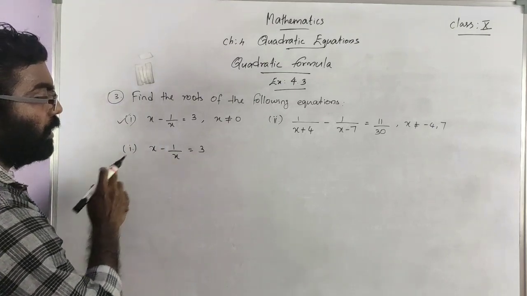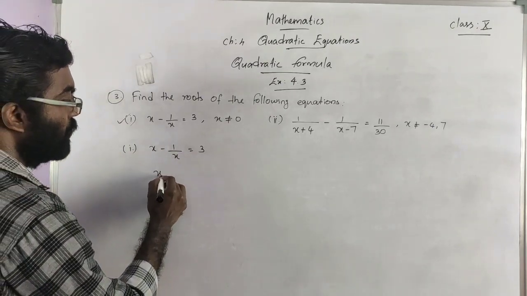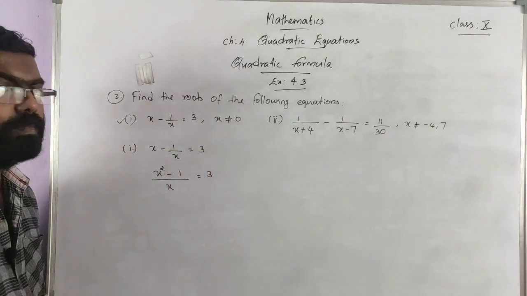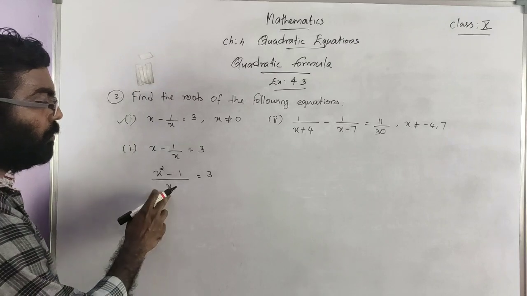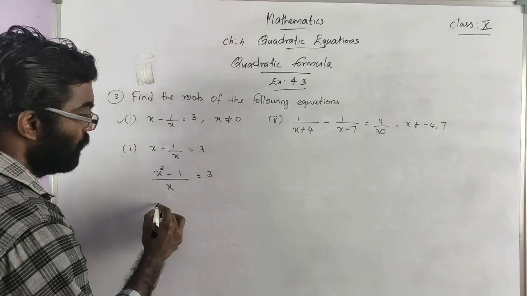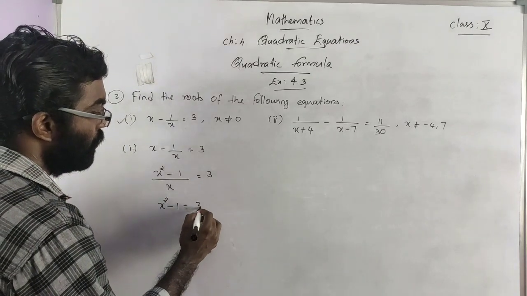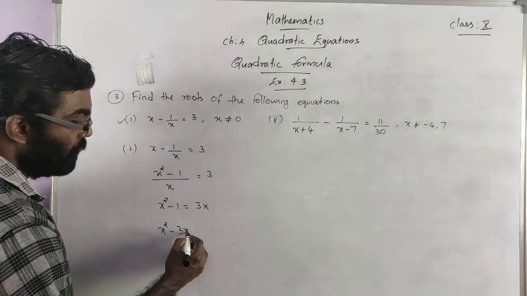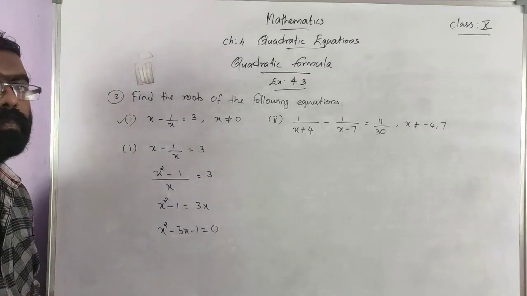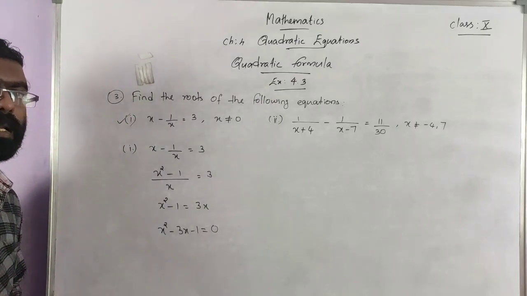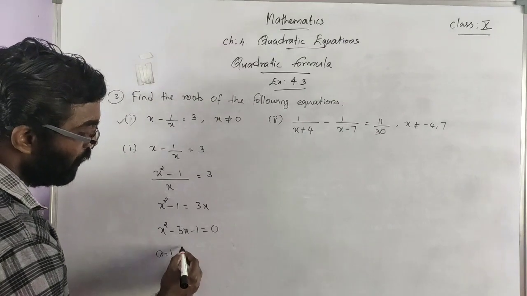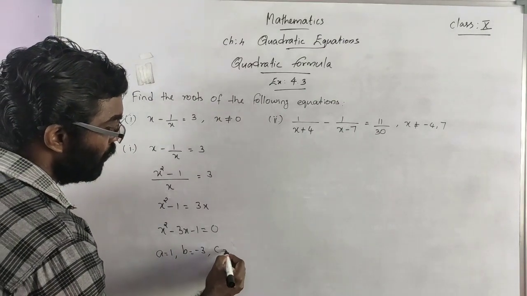First we can cross multiply x into x. x square minus 1 whole divided by x, which is equal to 3. This denominator term we can take to the right side. So we get x square minus 1 equal to 3x. And we can rearrange: x square minus 3x minus 1 is equal to 0. Now we get a quadratic equation in the standard form. So here a is equal to 1, b is equal to minus 3 and c is equal to minus 1.